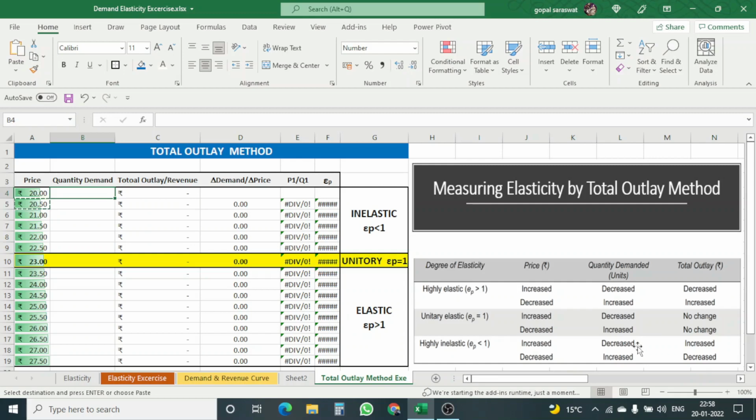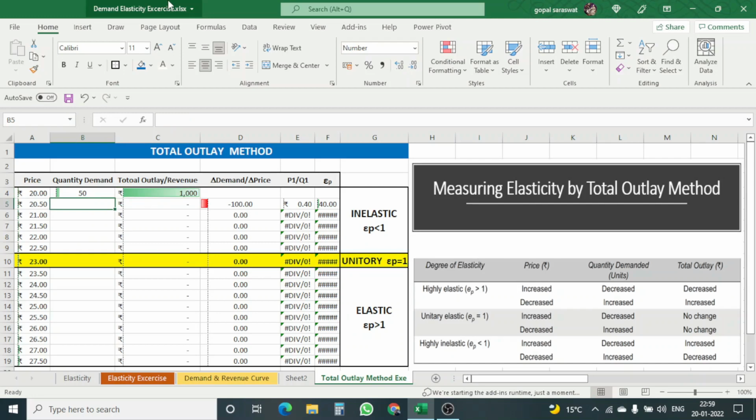In three cases, as per the law of demand, your quantity demand must decrease. So let's say my demand at 20 as a price is 50 quantity. When I put this value, you can see that the total outlay is calculated. How is total outlay calculated? This is the multiplication of 20 with 50. 20 multiplied by 50, the total revenue becomes 1000. It is as simple as that.